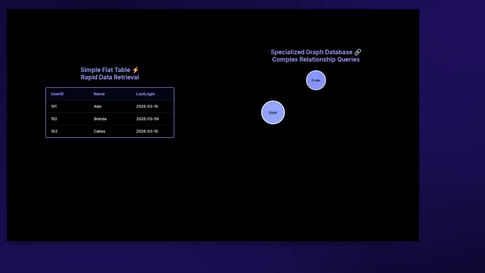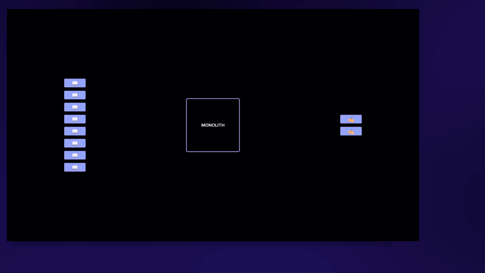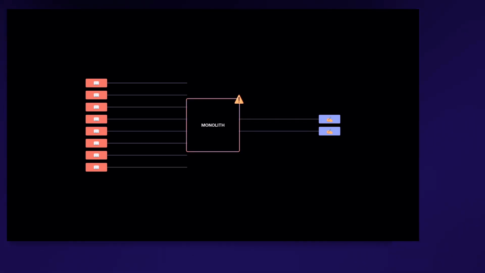For example, a read model could be as straightforward as a simple flat table designed for rapid data retrieval, or it might leverage a specialized graph database for complex relationship queries, all without the overhead of transactional consistency required by the write model. This architectural approach proves particularly beneficial in systems characterized by high read-to-write ratios. In such scenarios, traditional monolithic architectures often struggle to keep up, leading to performance bottlenecks and scalability challenges.